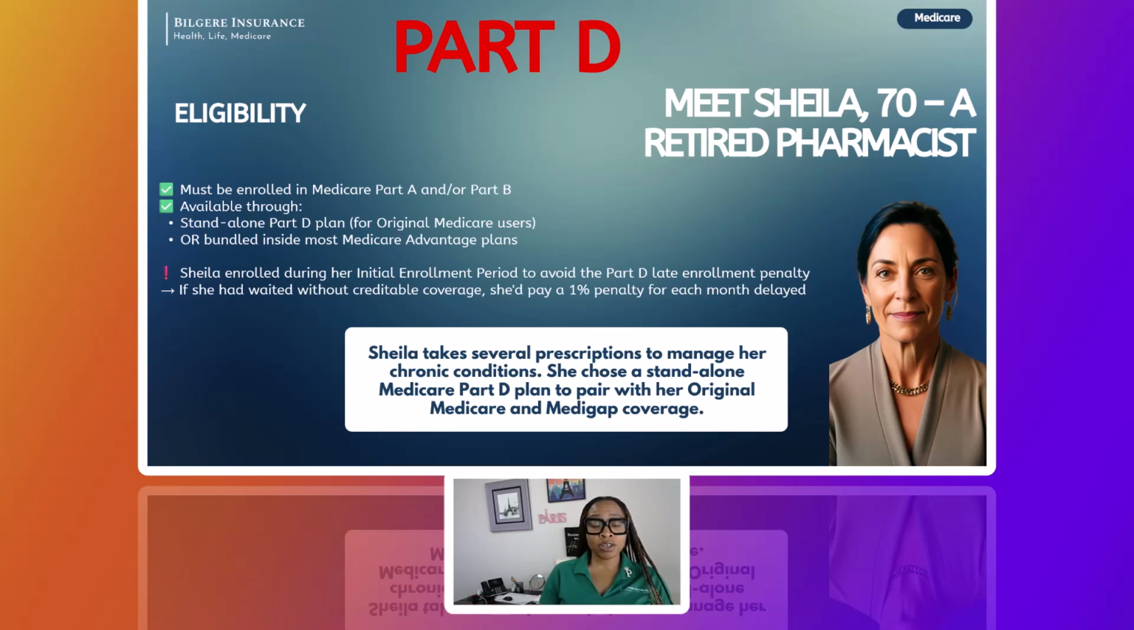But in order to qualify for Part D, you must be enrolled in Medicare Part A and/or Part B. This is available as a standalone plan if you're deciding to stay with original Medicare, or it can be bundled in a Medicare Advantage plan. Sheila enrolled during her initial enrollment period so that she could avoid the Part D late enrollment penalty. If she had waited, she could have paid a 1% penalty for each month delayed.